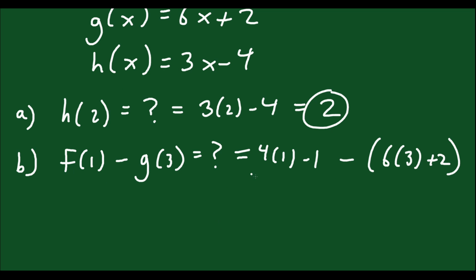And then we can simplify what we have here. 4 times 1 is 4, minus 1 is 3, minus 6 times 3 is 18, so minus 18. And then minus 2 as well, because you're obviously subtracting everything in the bracket, right? So minus 18 minus 2. And what you're going to be left with is, well, negative 18 minus 2, that's going to be minus 20, plus 3 is negative 17.